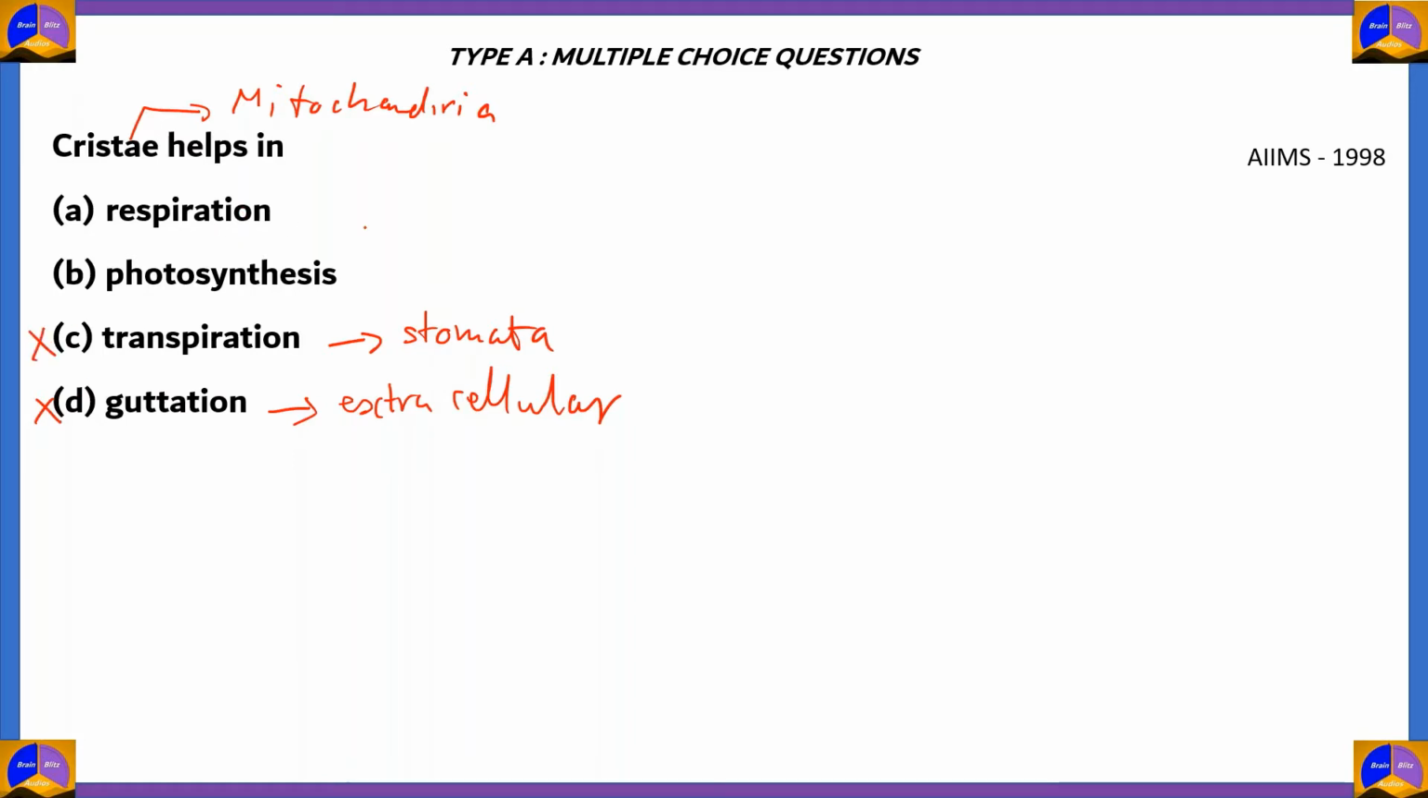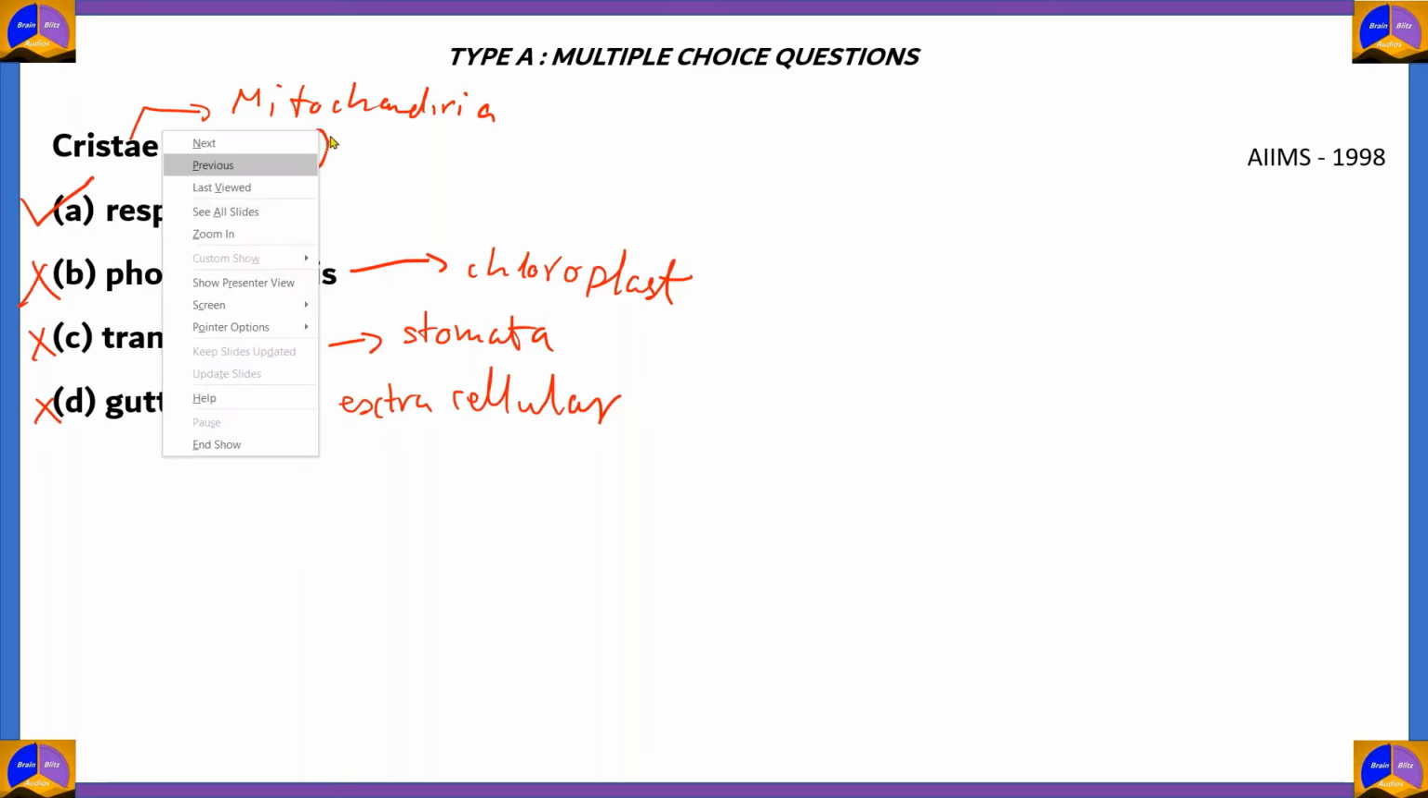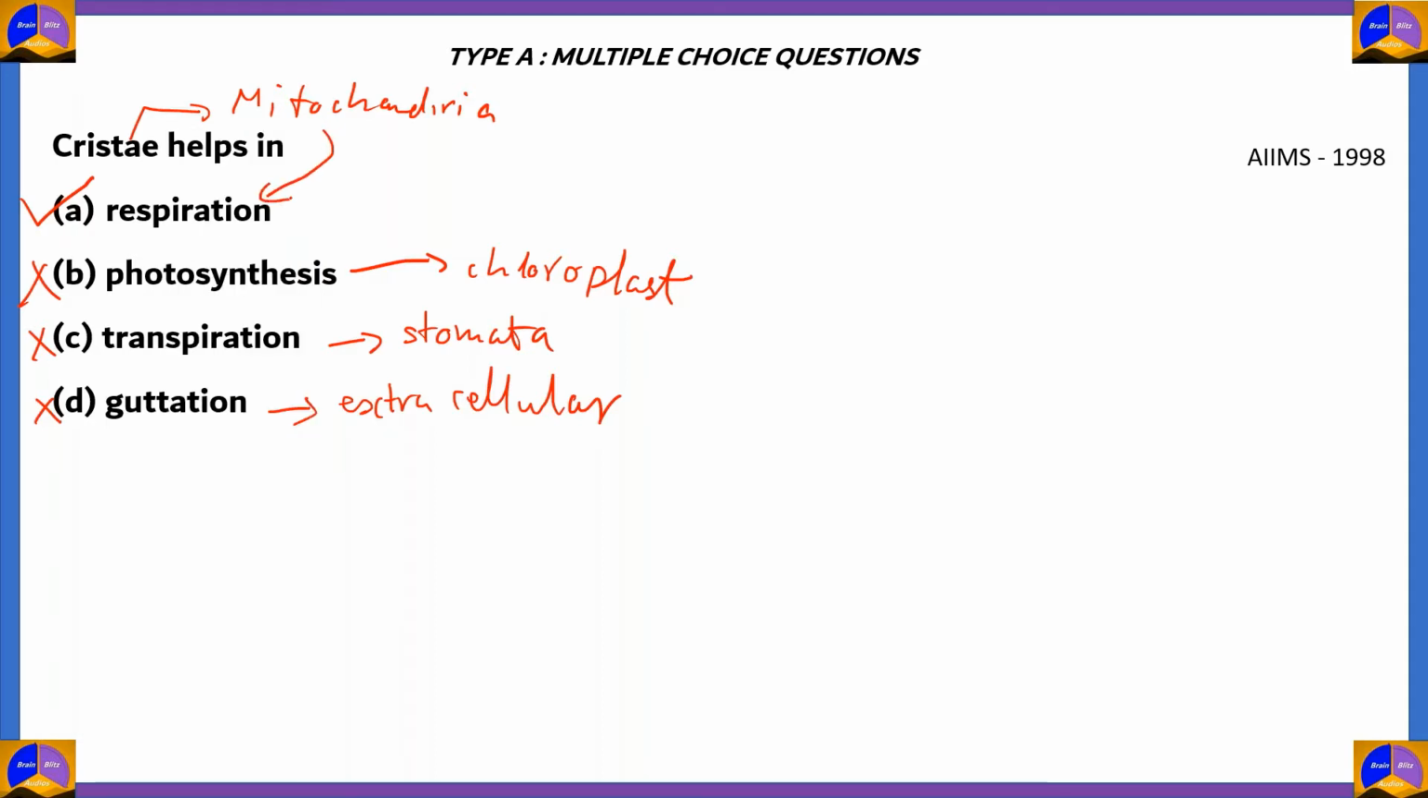What about option B, photosynthesis? Photosynthesis is a characteristic feature of plants because they have the organelle chloroplast. So option B is incorrect. The right answer is option A, respiration. Mitochondria, known as the energy house of the cell, does respiration and creates the energy currency ATP, adenosine triphosphate.